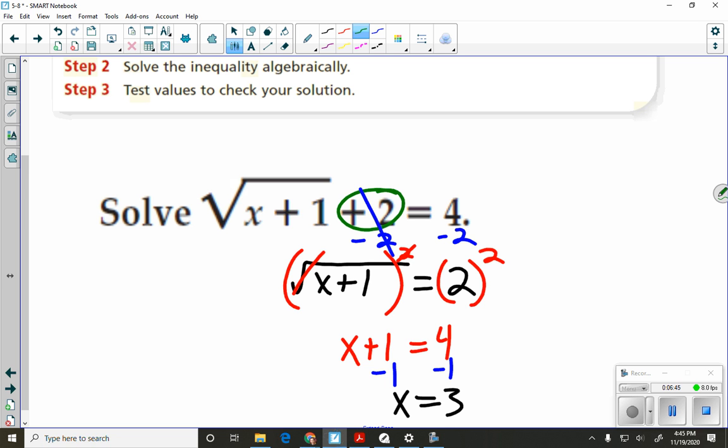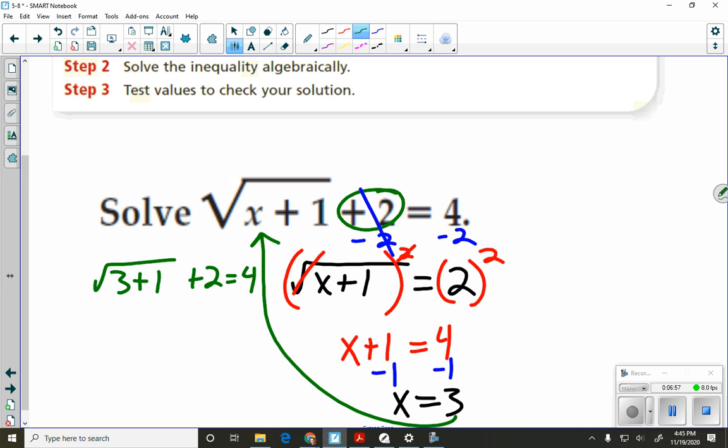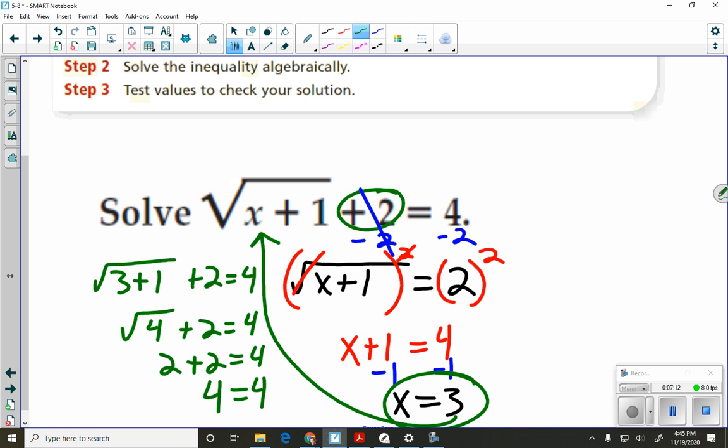Really? Does it work? Let's find out. Take the 3, put it back into our original equation. Now we have the square root of 3 plus 1, plus 2 equals 4. Yes or no? We'll find out. 3 plus 1 is 4, so I have the square root of 4 plus 2 equals 4. Square root of 4 is 2. Does 2 plus 2 actually equal 4? Yes, it does. Fantastic. That means this is our solution. We're done. We're good to go.